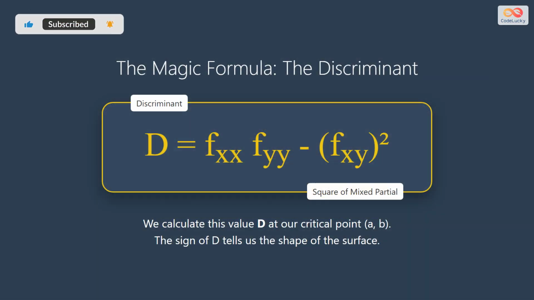We combine these three derivatives into a special number called the discriminant, or simply D. The formula is D equals f_xx times f_yy minus the square of f_xy. We evaluate this formula at our critical point. The sign of this number D is the key to determining the shape of the graph at that point.